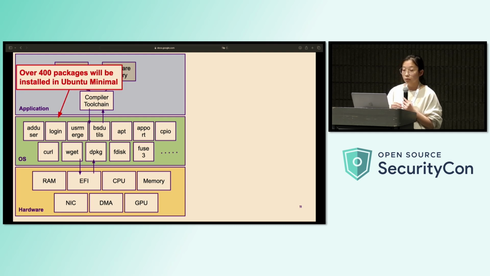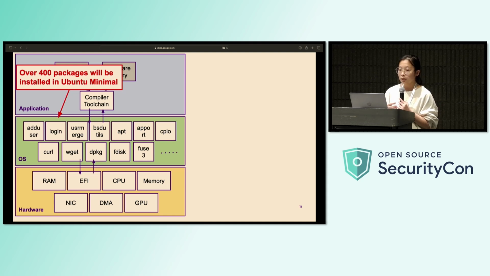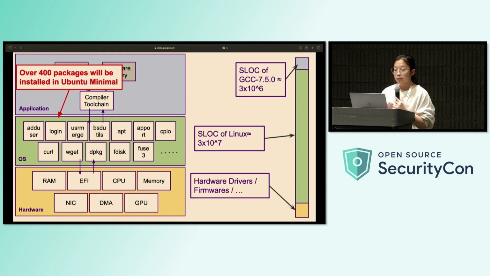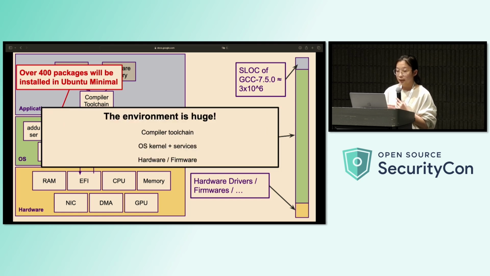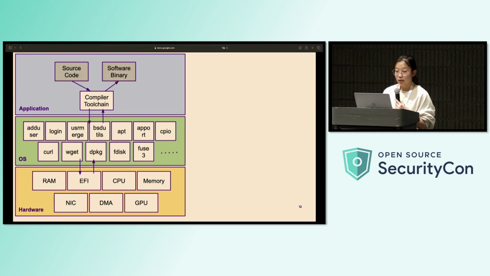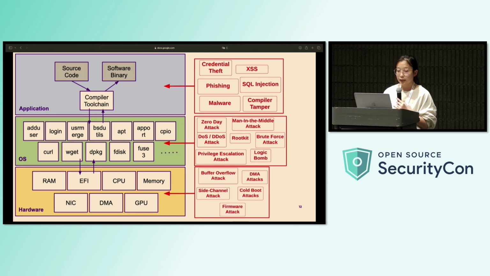Even in Ubuntu minimal, there are over 400 packages installed. Then even if we only compile a 5-line program, the trusted computing base is super large. We need to trust the compiler toolchain, the operating system kernel and services, and also the hardware and the firmware. And each layer of the software stack is based on its own trust assumptions.